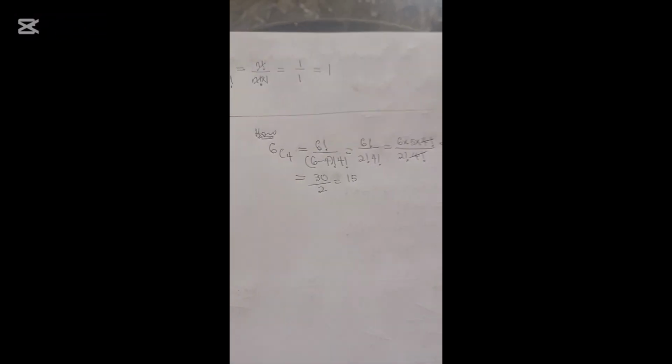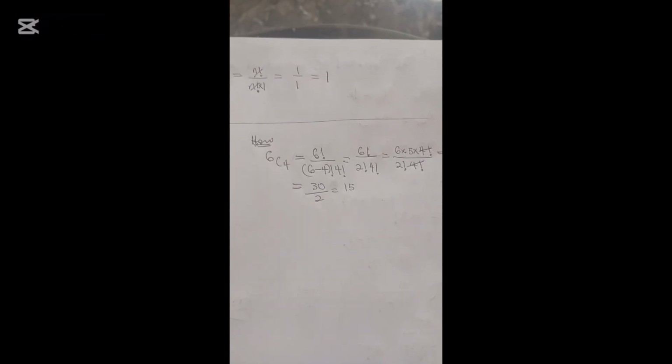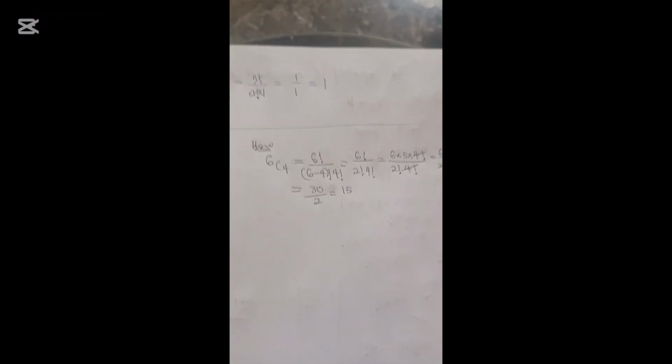Yes, I wish this video could be shorter than this, but sadly, there are a lot of key ideas that we need to talk about. So which gives 15. And we also say that 6 combination 4 will also be equal to 6 combination 2. So let's check out 6 combination 2. Will it also give us 15?